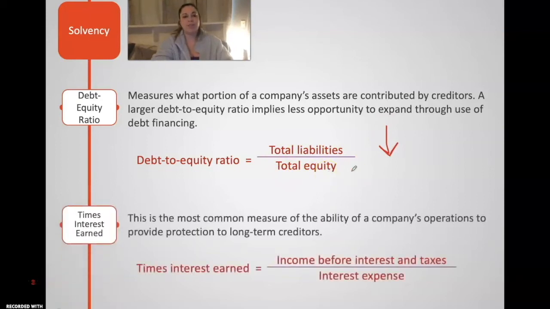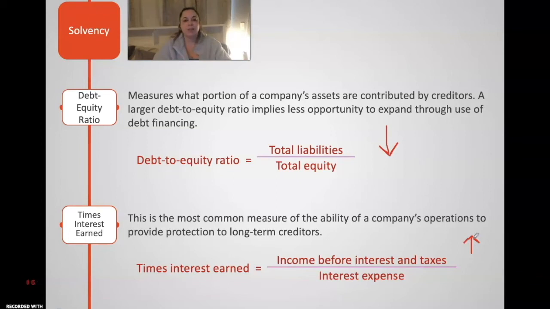Okay, times interest earned. This is the most common measure of the ability of a company's operations to provide protection to long-term creditors. So basically, out of the income we're making, can we pay our interest expense? Because we do owe that to the people we borrowed money from. So can we pay our interest? And we want a higher number here. We want to be able to pay our interest many, many times. Definitely something higher than 1 we want to get, and the higher the better.